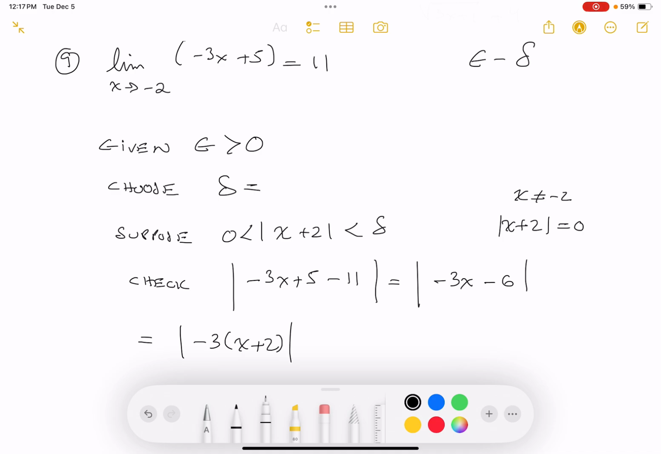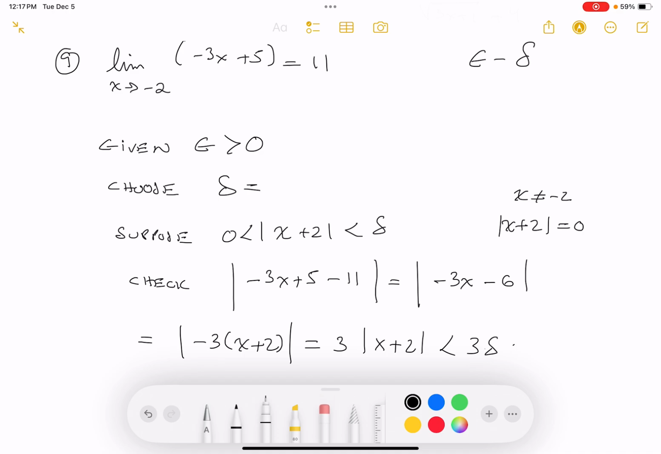And that's exactly what we expect to see, by the way. Now, the absolute value of minus 3 is 3. And then I get the absolute value of x plus 2. What do I know about this thing? It's less than 3 times... well, the absolute value of x plus 2, that's less than delta. Whoops, didn't mean to put that down. Not yet.